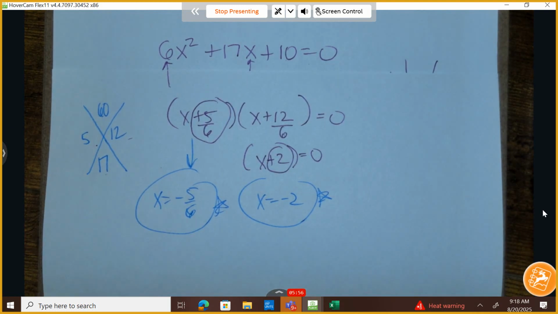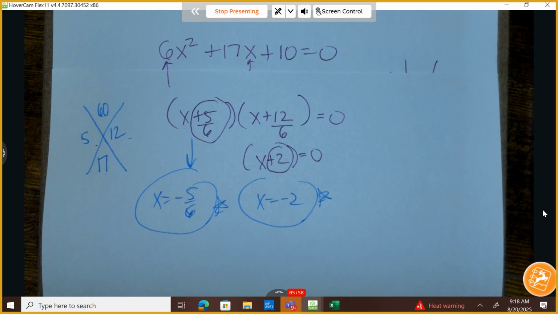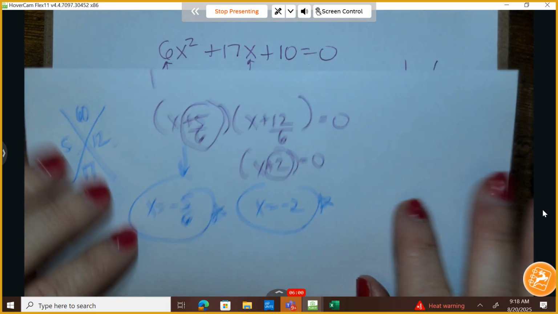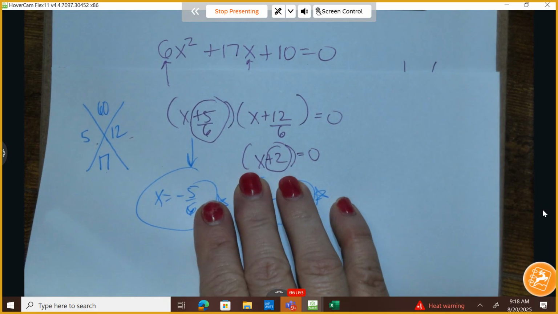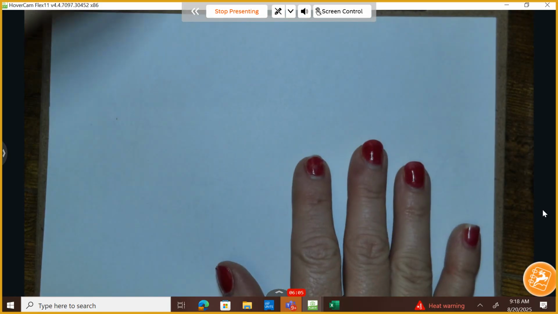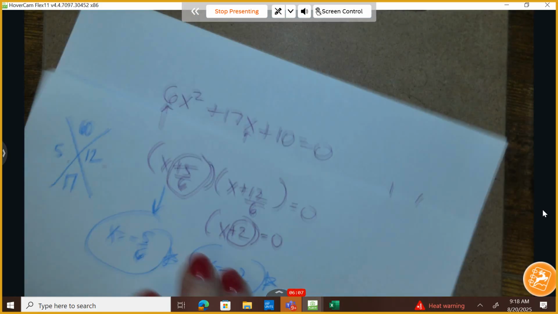So you get to choose whatever method you want. Remember, factoring will not always work. The next one I want you to do is please write now with your partner, write down the quadratic formula. Go. Write down the quadratic formula.